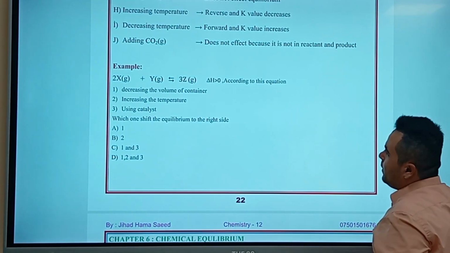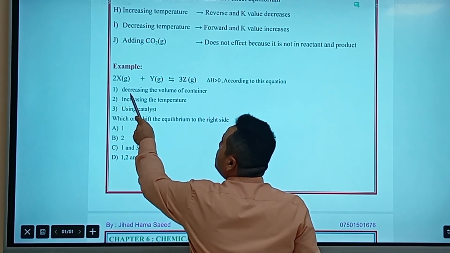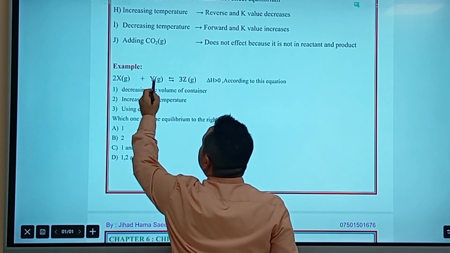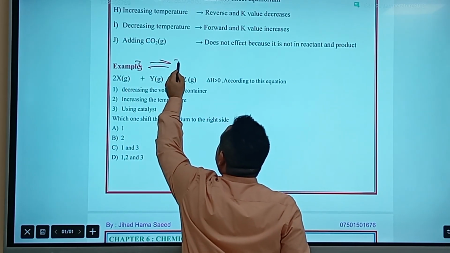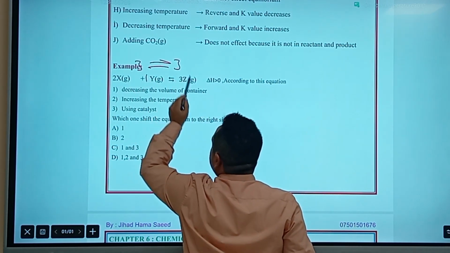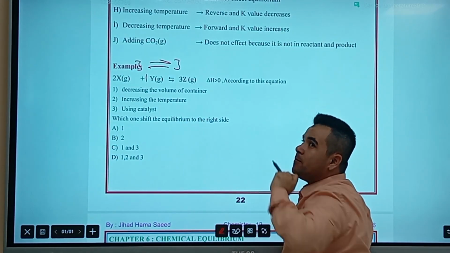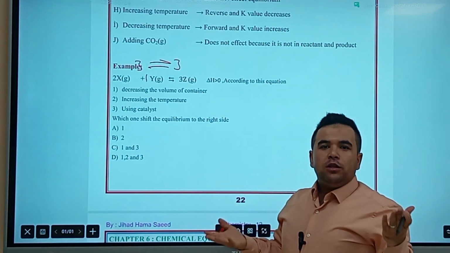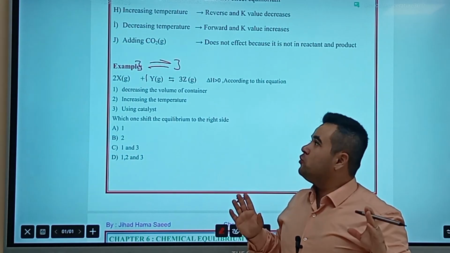Let us look at the first, second, and third: decreasing the volume of the container. Here we have a gaseous system, 3 moles of gas in the reactant and 3 moles of gas in the product, 1 plus 2, 3 moles. Guys, whenever the moles of gas in reactant and product are equal, changing pressure and volume does not affect the shifting.